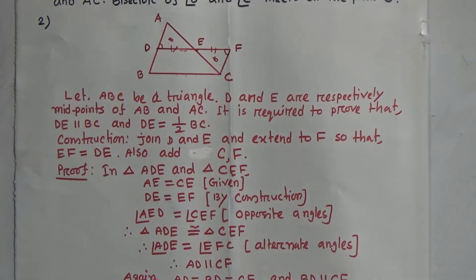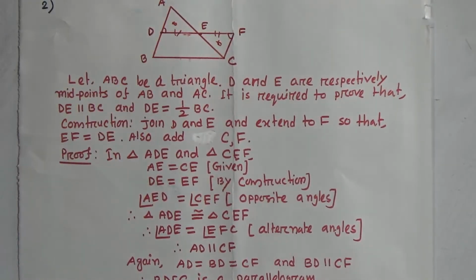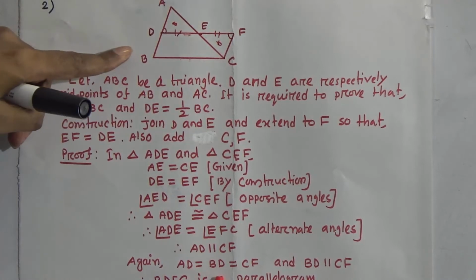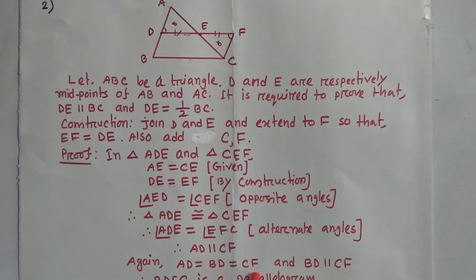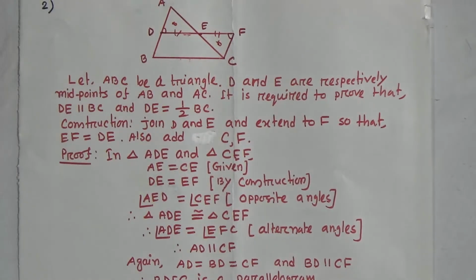Now, we can say angle ADE and angle EFC. Look, ADE and EFC, they are the alternate angles. Okay? Hence, we can say AD parallel CF. Again, you see, AD means BD, and BD is parallel to CF. Hence, we can say BD is also parallel to CF. Therefore, we can say BDFC is a parallelogram.